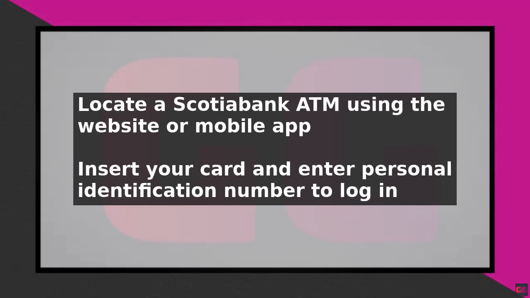To make a deposit at a Scotiabank ATM, start by locating a Scotiabank ATM near you. You can use the Scotiabank website or mobile app to find the nearest location. Once you have found an ATM, insert your Scotiabank card into the card reader and enter your personal identification number to log into your account.